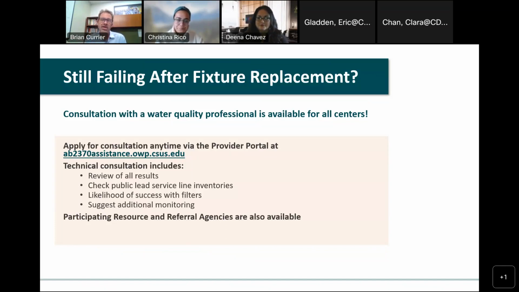Also, participating resource and referral agencies are available to help child care centers navigate the next steps for achieving compliance with the requirements. The R&Rs, as we call them, will also know of any additional funding. Sometimes that's very local, if and when that becomes available. Next slide, please.